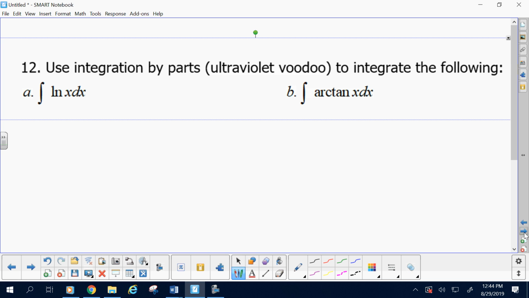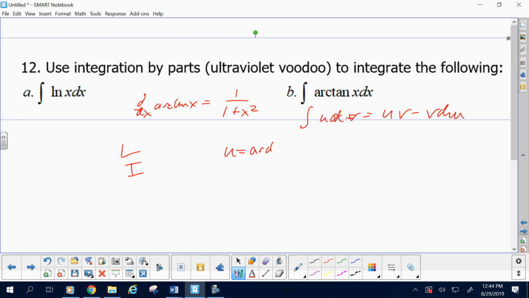And then number 12, B. I think somebody asked about 12B, yeah? Okay, so now that I have told you that the derivative of arctangent is 1 over 1 plus x squared, now I'd like you to think ultraviolet voodoo. u dv equals uv minus v du. So what should you make u? Well, the best is log, no log. The next best is inverse trig. Do you have inverse trig? Yes. So let u equal arctangent, and therefore dv is just that little dx there.